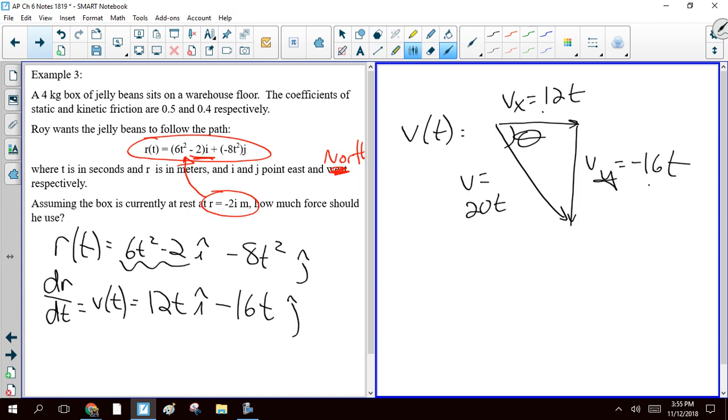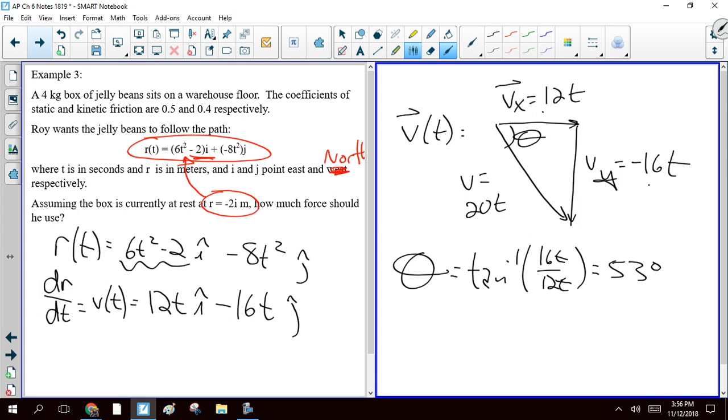And in fact, let's do this. So my angle is the inverse tangent of 16t over 12t. And it gives you, I think it's like 53 degrees. Okay, so that's the direction that this thing is always going. All right, and the moral of the story here is, remember, the direction of motion is determined by your velocity vector. Okay, so my object is always going this way.